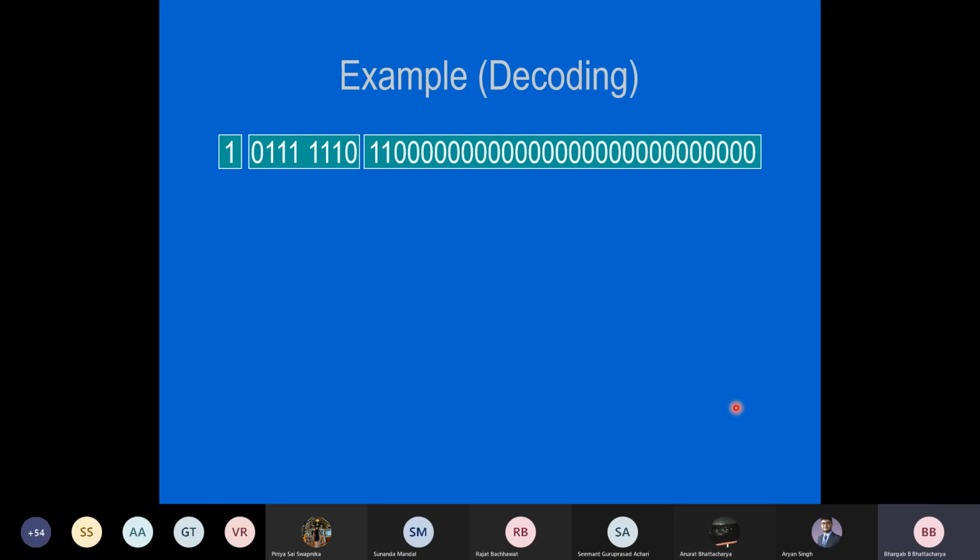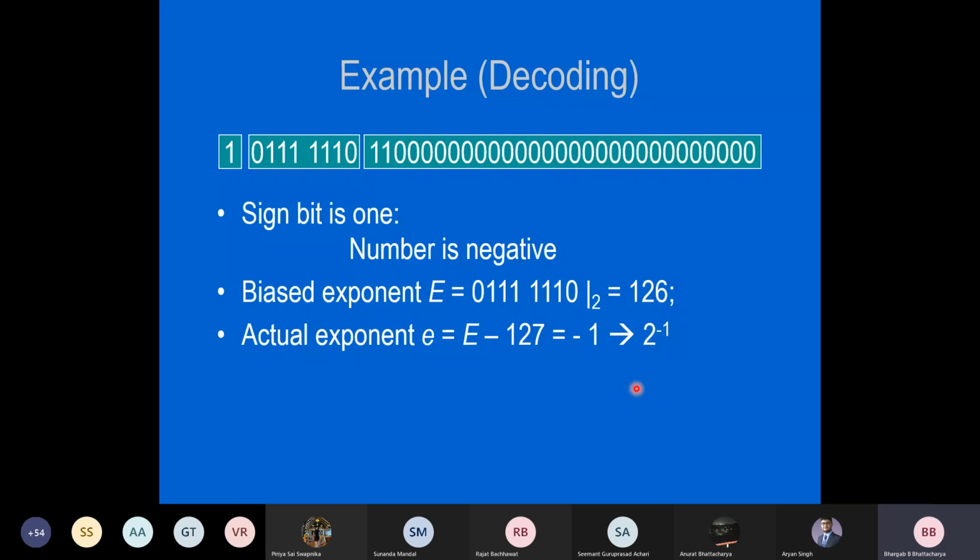Please do this example by yourself. Sign bit is 1, number is negative. What is the exponent? What is this number? Minus 0.875. Yes, it is 126 in binary.